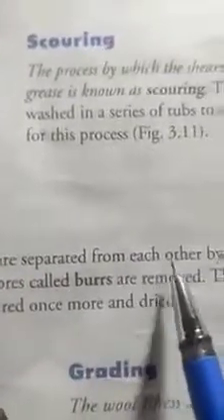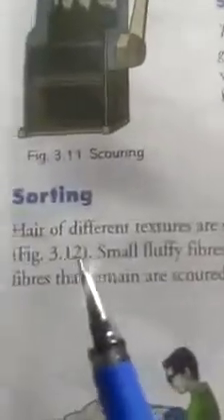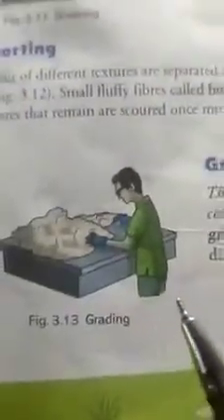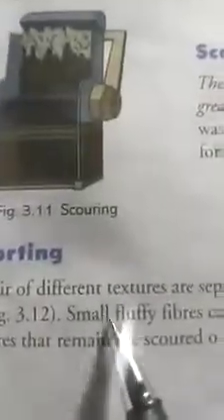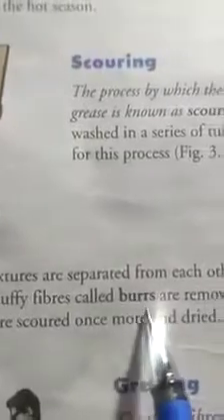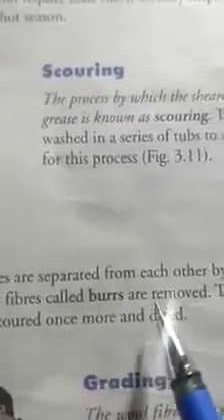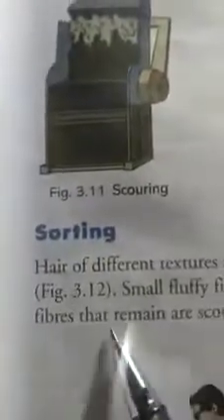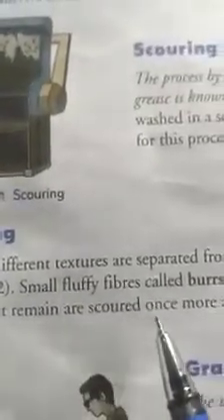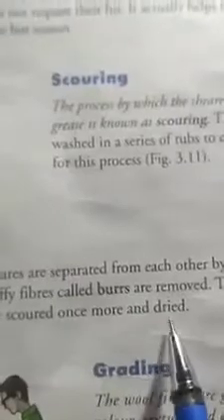Hair of different textures is separated from each other by sorting. I will show you the sorting process. Just see. Small fluffy hairs called burrs are removed. The wool fibers that remain are scoured once more and dried.